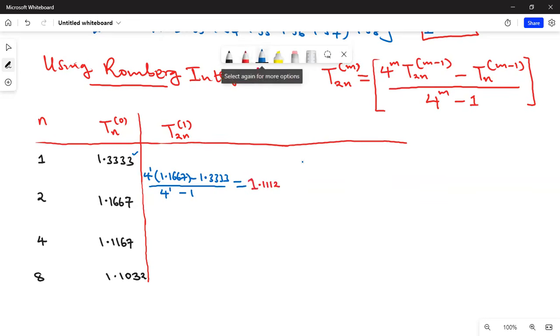Proceed again here. You'll have 4 raised to 1 times 1.1167 minus 1.1667 over 4 raised to 1, then minus 1. Again, write the answer here. That is 1.1000.